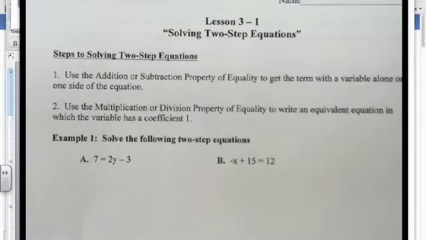All right, guys, we're going to start lesson 3.1. This is unit 2. Solving equations is what we're going to be looking at. This unit specifically, our objective is to solve two-step equations.